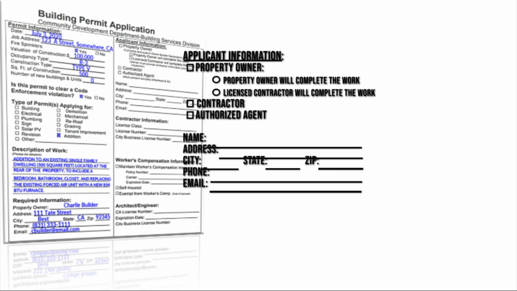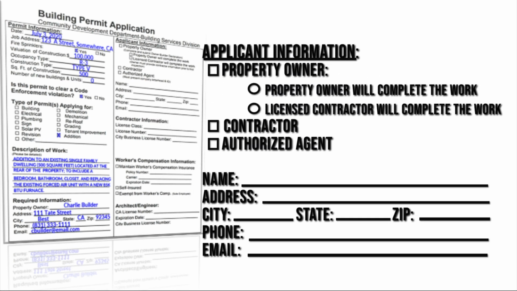Next is the applicant's information. This is a person that is physically or digitally submitting the permit application to the building department. Let us further decipher this information. As an owner, you are typically entitled to submit and obtain the building permit and do the work on your legal property. Or you can submit and obtain the building permit and subcontract portions of the work to a licensed contractor. In this scenario, you would select this.